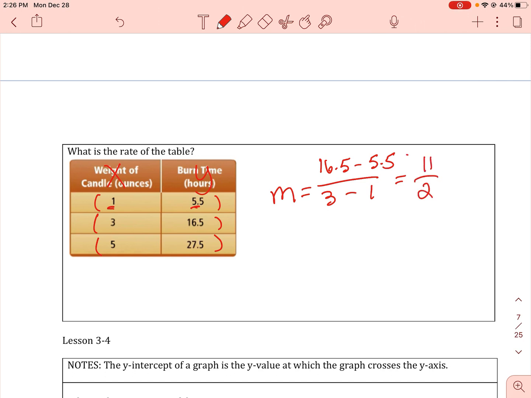11/2, and that is going to stay that way because that is reduced, and I am leaving it improper because when we get to graphing, you are going to want the fraction to help you with rise over run. So this is slope, unit rate, rate of change. Remember, they all mean the same thing, and you find them the exact same way.